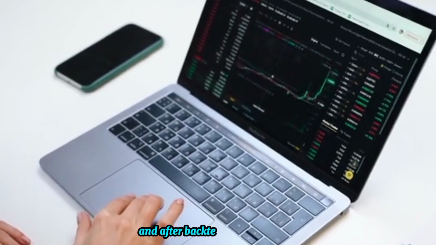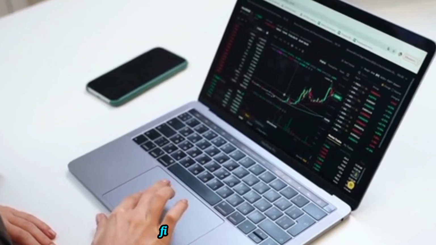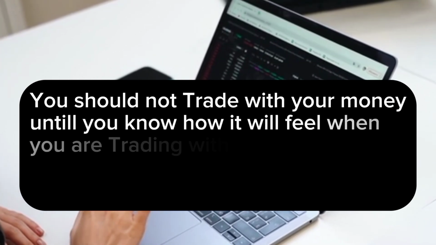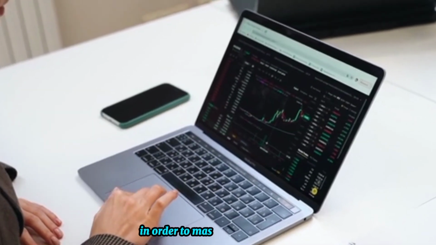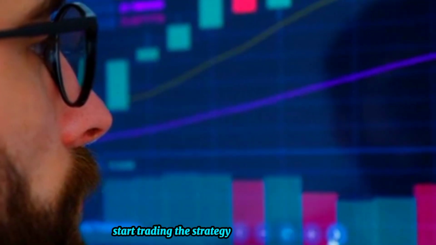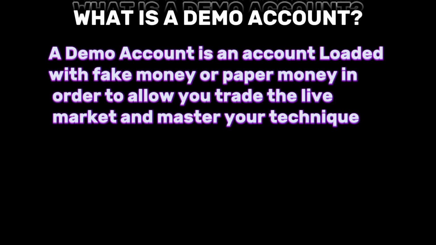And after backtesting the strategy, the next thing is to start trading the strategy first on a demo account. You should not trade with your money until you know how it will feel when you are trading with your money. In order to master your emotions, you must first of all start trading the strategy on a demo account. And what is a demo account? A demo account is an account loaded with fake money or paper money in order to allow you to trade the live market and master your techniques.